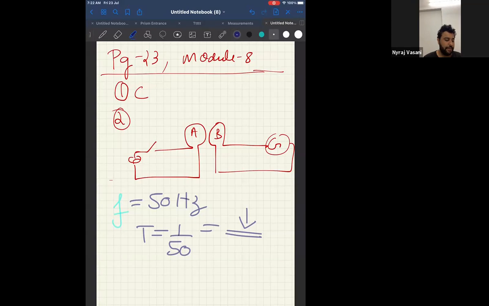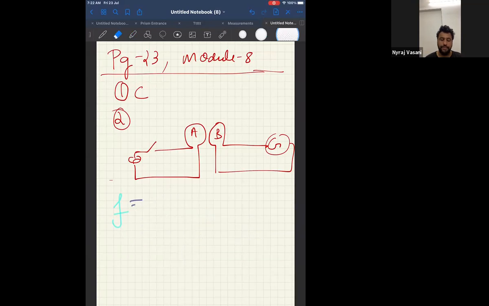Oscillations in the galvanometer may be observed when the input AC voltage has a frequency of 1 to 2 hertz. Now, when it has a frequency of 1 to 2 hertz, the time... Can I say if frequency is 1 hertz or 2 hertz? I'll take it as 2 hertz. Can I say time is half second? Can I say half second, if anything happens, I can notice? Because the human eye can notice things that happen in half a second or 1 second. Therefore, can I say I can easily see the variations?